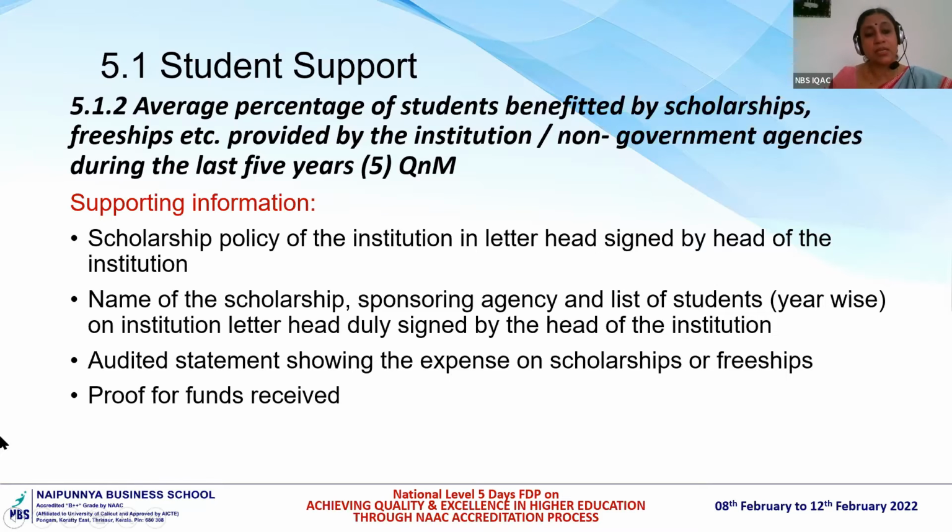And one more thing is that when you provide your institution scholarship, an audited statement showing the expense on scholarship or freeship should also be included in the supporting document. Under the head of student support or student scholarships, you can include the total amount of scholarship you have given to the students each year. That has to be reflected in the audited statements also, and also the proof of funds received by the students. Maybe I can just show you.